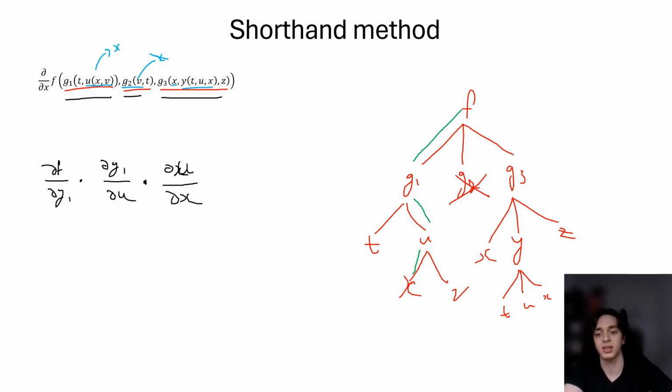So we might as well just end here. And I'm going to state this for G3. Now let's look at G3. So the second path is going to be from F to G3, G3 to X, or to Y, and from Y to X.